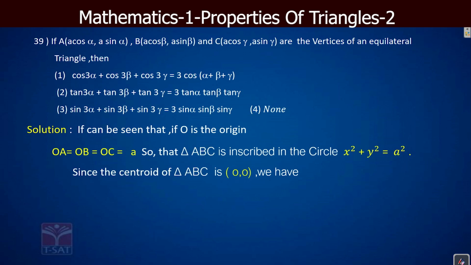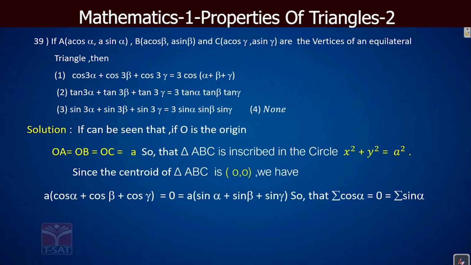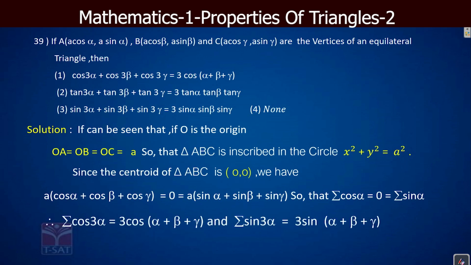So since the centroid of triangle ABC is origin, it is an equilateral triangle, because you are given it to be. The given triangle is also equilateral. For an equilateral triangle, the centroid, orthocenter, circumcenter and incenter all will be the same. So therefore, since the circumcenter of triangle ABC is origin, we have A into cos alpha plus cos beta plus cos gamma is equal to 0, is equal to A into sin alpha plus sin beta plus sin gamma. So you will get sigma cos alpha is 0 and sigma sin alpha is also 0.